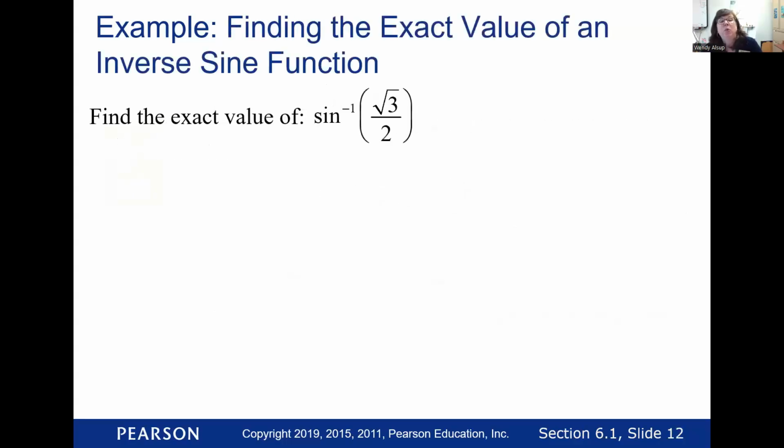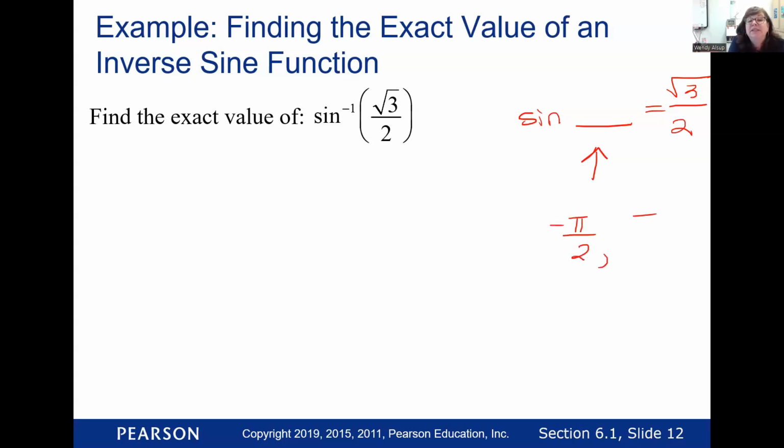Inverse sine: at what angle do we get a sine of √3 over 2? You could write it a different way: sine of what angle equals √3 over 2? This angle has to be in between, because we've restricted the angles to go from negative pi over 2 to positive pi over 2. So what in that area will give you a sine of √3 over 2?